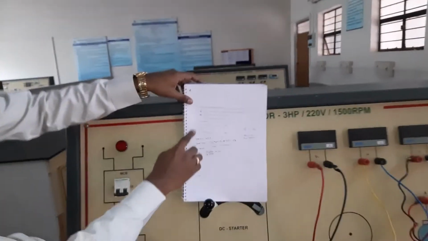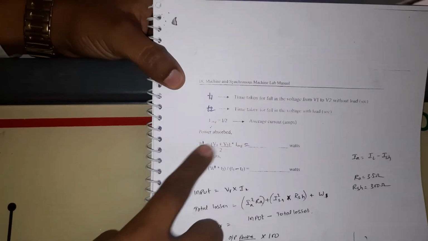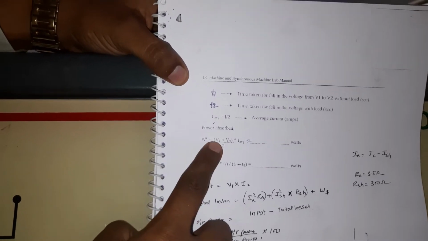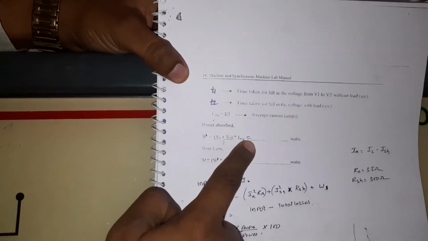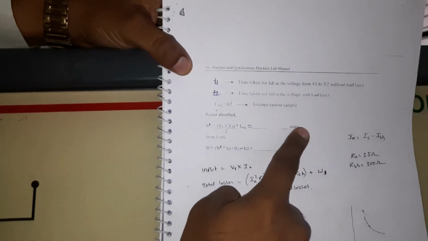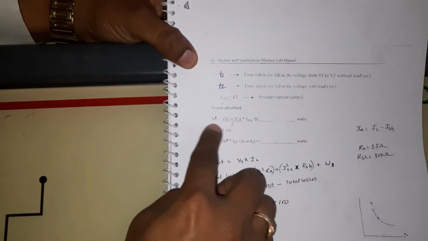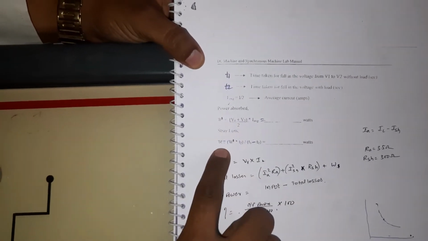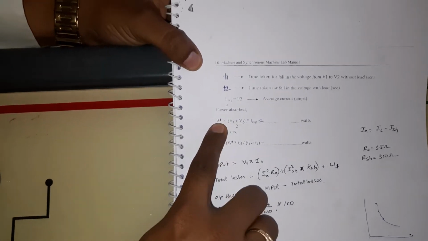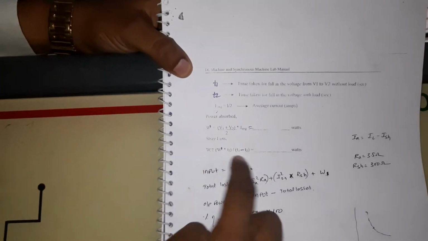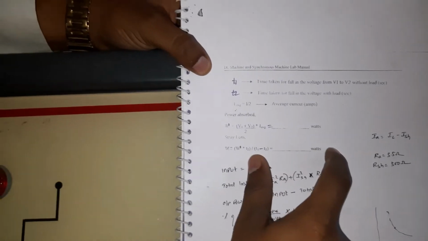After taking the reading, we need to calculate I average, which is equal to I divided by 2. So we will get the average current, and the power absorbed W dash is equal to (V1 plus V2) by 2 into I average, in terms of watts. Stray loss can be calculated by W is equal to W dash into T2 into (T1 minus T2), in terms of watts.